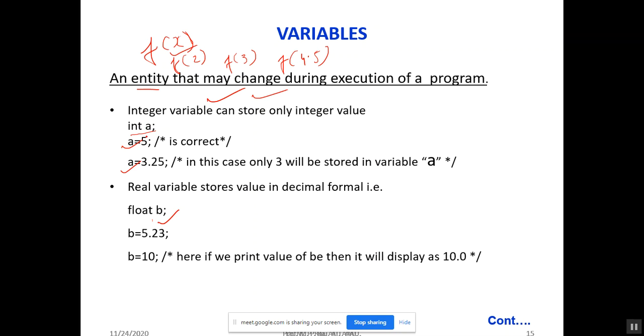I have declared that within this variable or this container I can store only integer values, so I cannot store decimal values. If I write this, it will give me error.